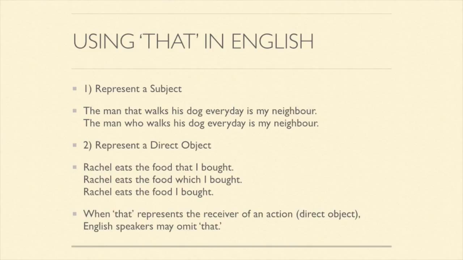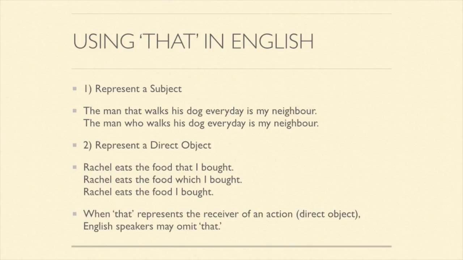You've got two phrases in there. You have the man walks his dog every day, and then you also have the man is my neighbor. You combine those two using that. And then you can also combine them with the word who. For example, the man who walks his dog every day is my neighbor. And then secondly, we use that to represent a direct object, which is the first receiver of the action, the main receiver of an action.